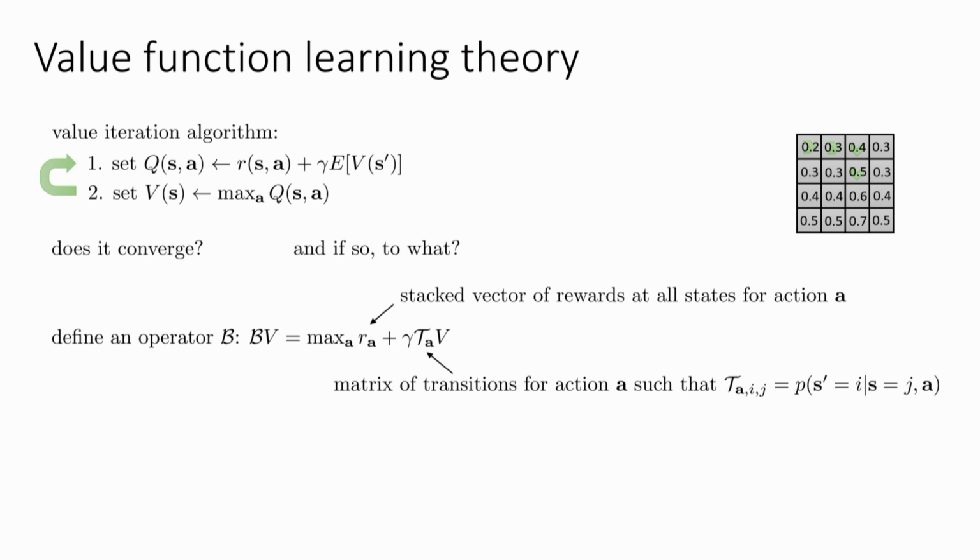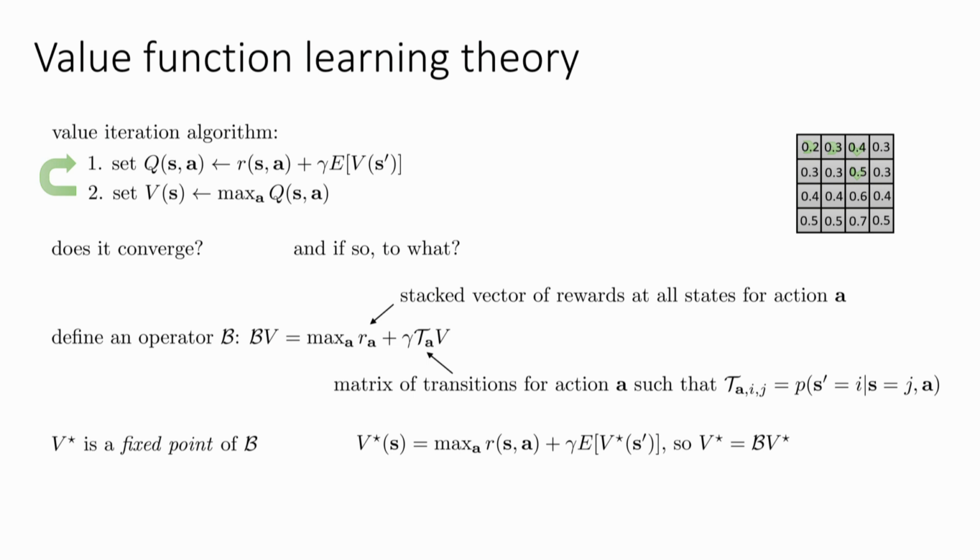So if V is a vector, T is a matrix, T times V is also a vector, R is a vector, so this is a well-formed linear algebra expression. You evaluate this for every possible action, so you get a bunch of vectors, one for every action, and then you take an element-wise max. One of the things that you can show is that the optimal value function, V star, is a fixed point of B. What does it mean for a vector to be a fixed point of an operator? It means that when you apply that operator to that vector, you get back that same vector.